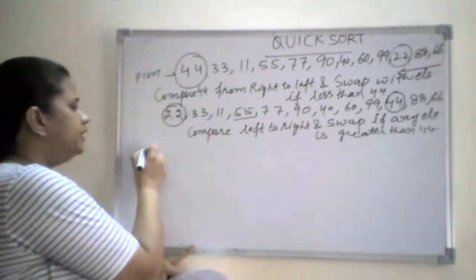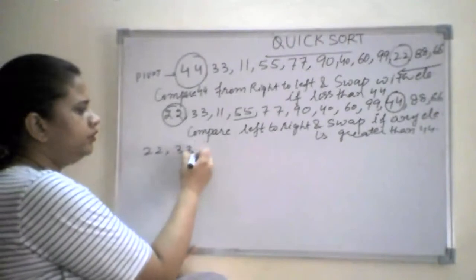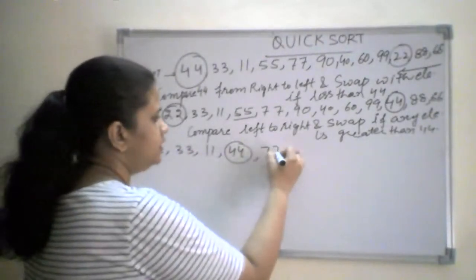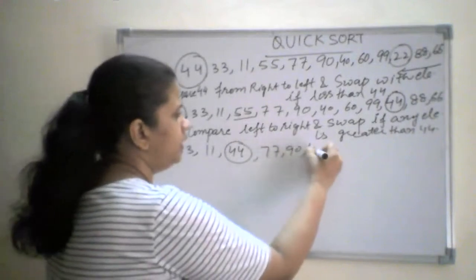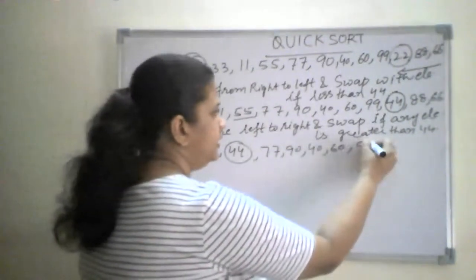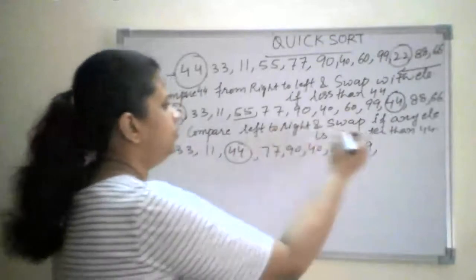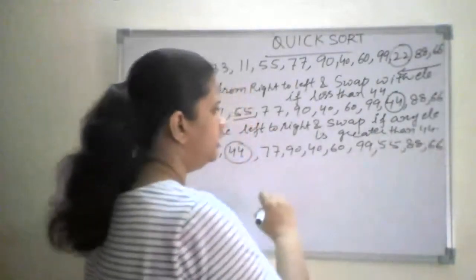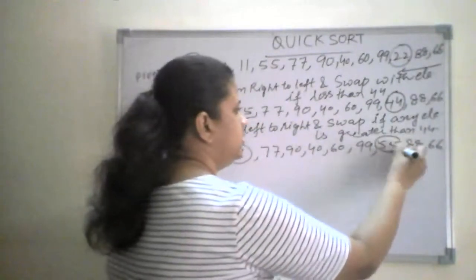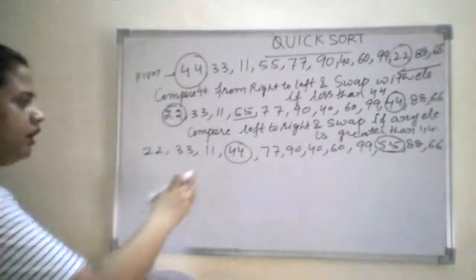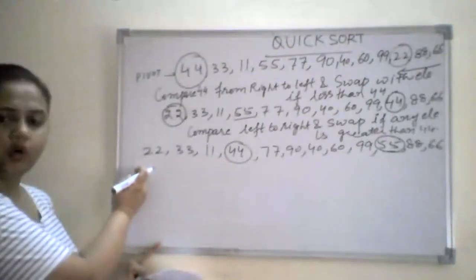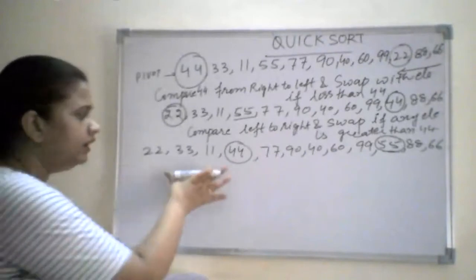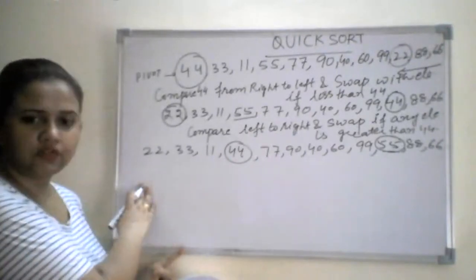So now it will become 22, 33, 11, 44, 77, 90, 40, 60, 99, 55, 88 and 66. Right? So this is 55. Now you can see that all the elements towards the left of it are increasing, and they are all less than 44.